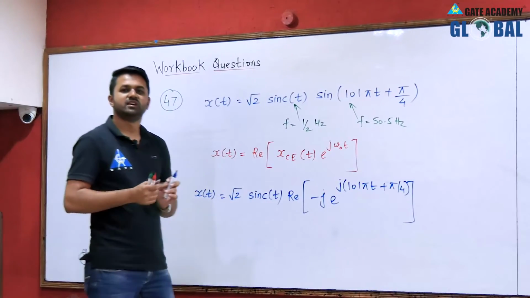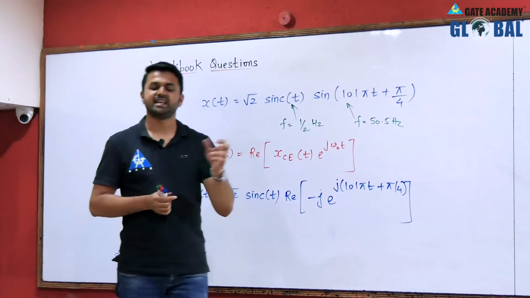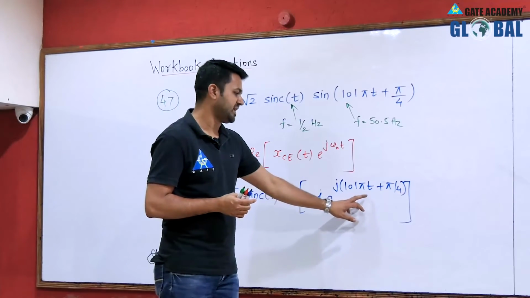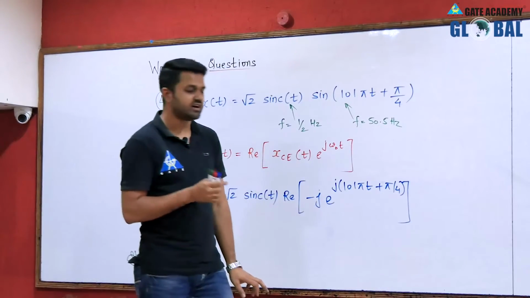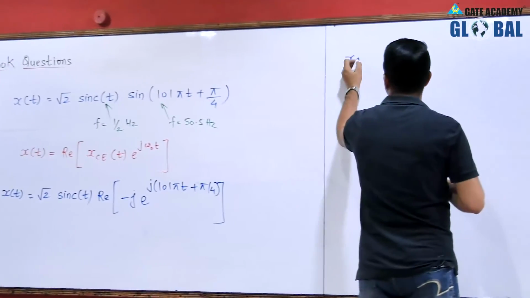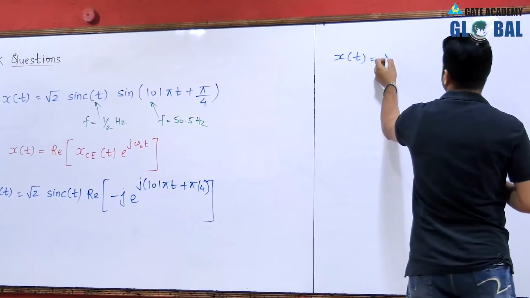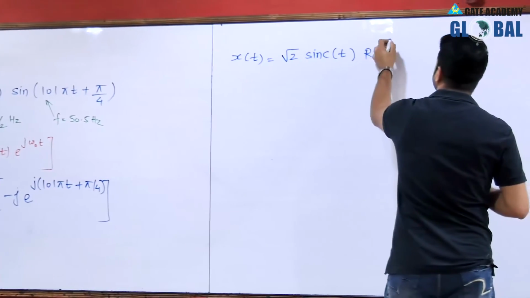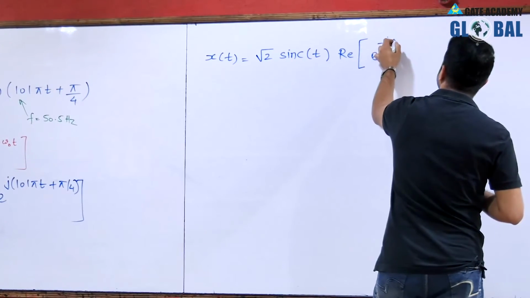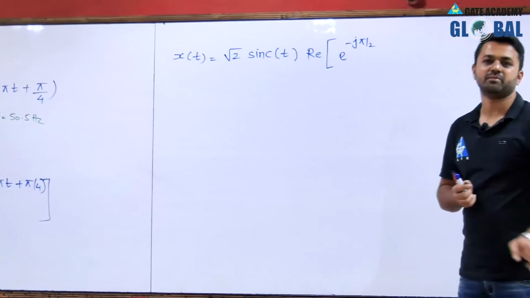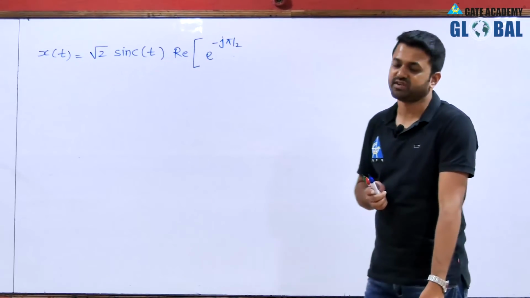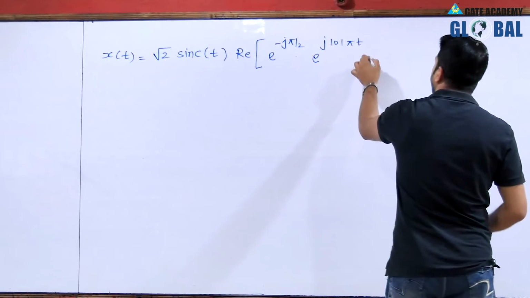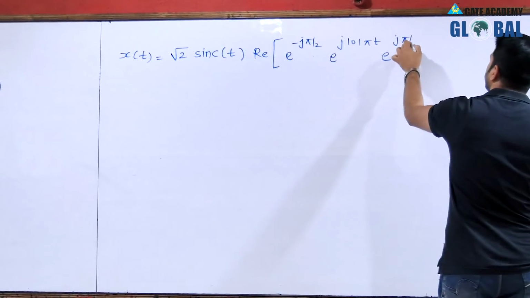Same as the previous question, because we have seen that if we want to write sine as a real part, we have to multiply it by minus j. Then we have 101 pi t, and from here we want 50 hertz. So how can we convert it into the form of 50 hertz? x of t equals root 2 sinc t, real part of minus j, which can be written as e to the power minus j pi by 2, because this is cos pi by 2 minus j sin pi by 2, and sin pi by 2 is 1, so we get minus j. And here e to the power j 101 pi t and e to the power j pi by 4.